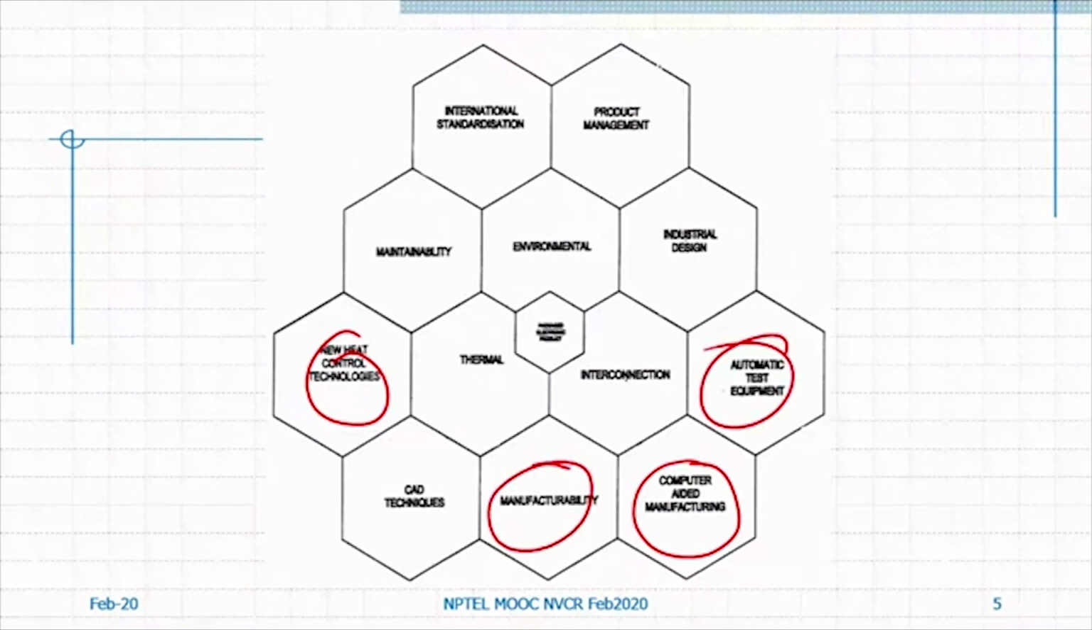So, these days in fact components are no longer, you do not bend a lead and put it into a PCB with the holes.